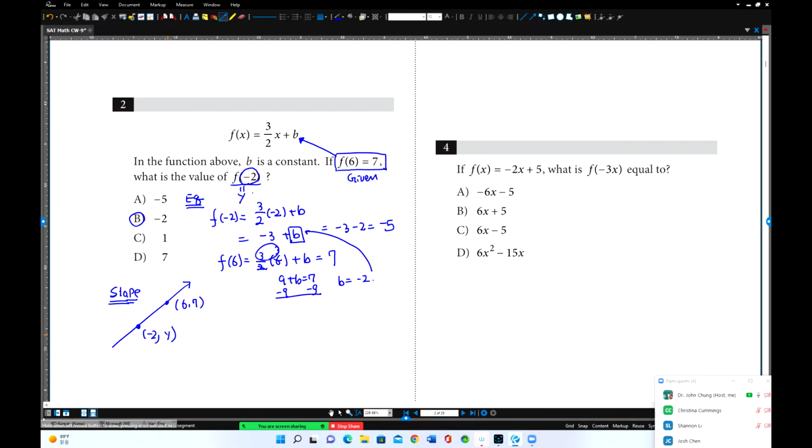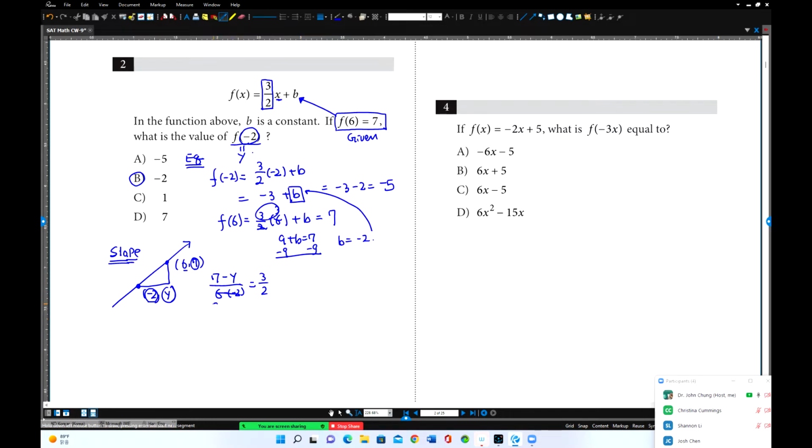So between 2 points, there will be a slope. Can you see the slope in the equation? This number, the coefficient of x, is the slope. You can use this slope between 2 points: y2 minus y1 over x2 minus x1. You have to be careful, this x coordinate is still negative 2. That equals what? 3 over 2 there. Okay?